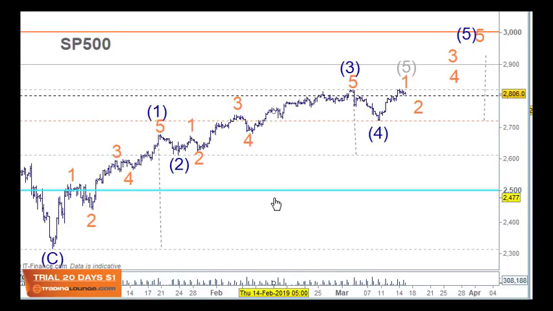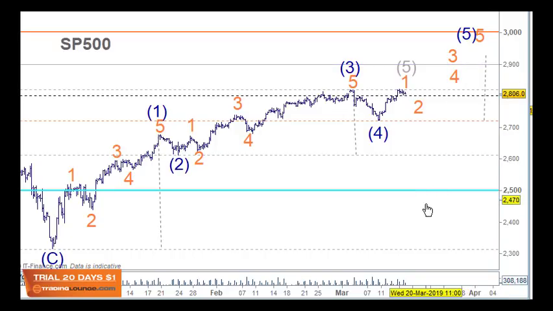This is another way to look at it here in terms of wave 1 and 2 and 3 and 4 and 5. Here for wave 1 and back for wave 2, then 1 and 2 and 3 and 4 and 5 here for the third wave, the fourth wave here, and the fifth wave up here.